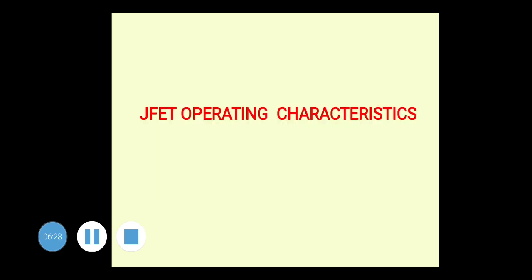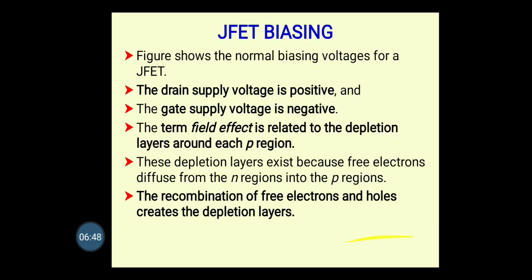Now we will study the JFET operating characteristic. As we have studied the operating characteristic of BJT, that is the input VI characteristic of BJT, it had an input characteristic and an output characteristic. So here also we are studying the JFET operating characteristic. First we have to understand the JFET biasing. Biasing means to connect the voltage source to the JFET.